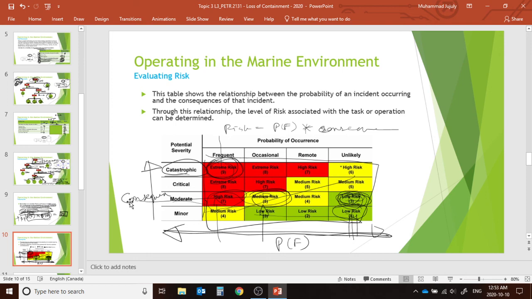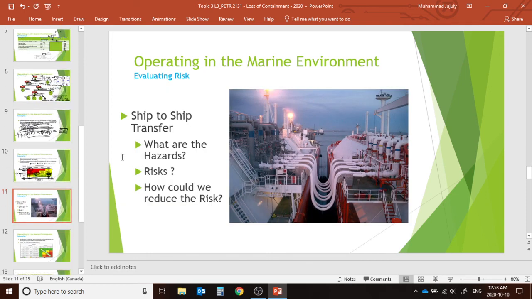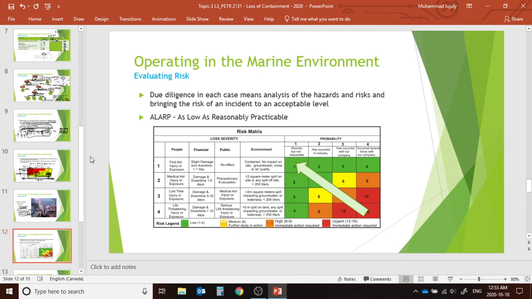All right, so let's give another example of how to evaluate the risk, like ship to ship transfer. Okay, so here's a ship and another ship is transferring the fuel. Now what are the hazards associated with that? What are the risks involved, and how can we reduce the risk? It's your turn to get the answers, okay?